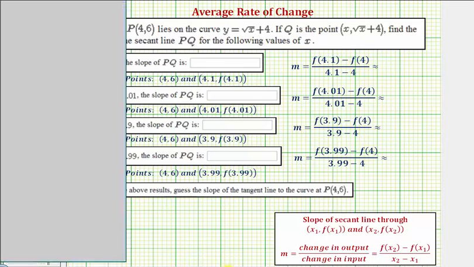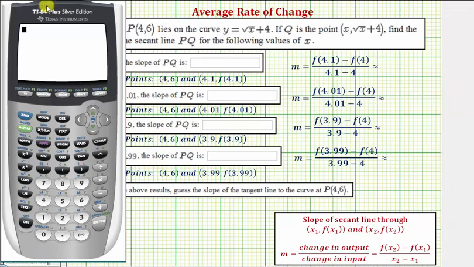So for the first step, we'll go to the calculator and enter the function. So we'll press Y equals. We'll enter the square root of x plus 4 for Y1. So we'll press second x squared for the square root, x, right arrow, plus 4. And now we're going to go back to the home screen, so we'll press second mode for quit, and now we can find our slopes. Instead of using the function name f, we'll use the function name Y1 since we put our function in Y1.